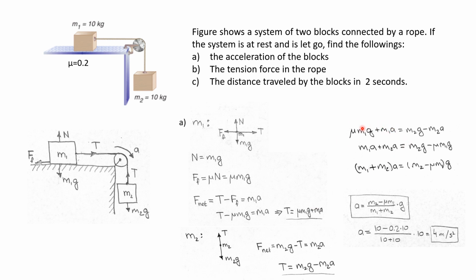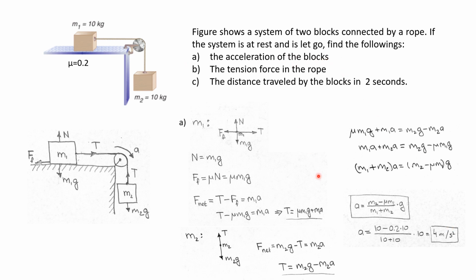So you have this equal to this, right? And then we move terms with the acceleration to one side and the other terms to the other side, and we end up with the following equation, and this gives us a equal to m2 minus mu times m1, divided by m1 plus m2, times g. And since we know everything here, we just plug in the values and get the value of acceleration to be 4 meters per second squared. So this is the answer for part A.